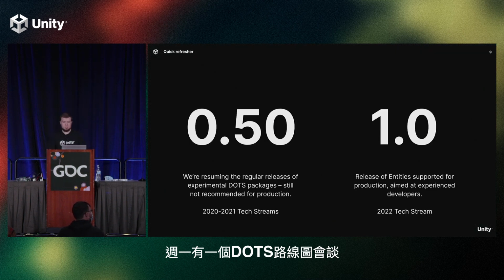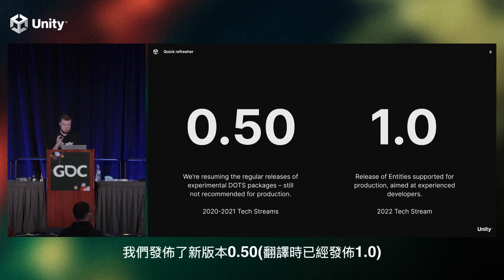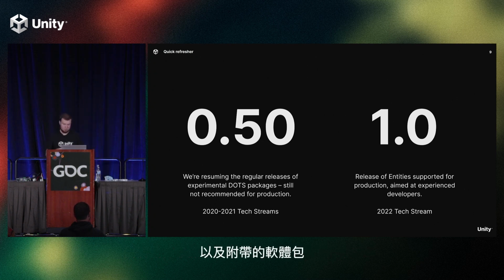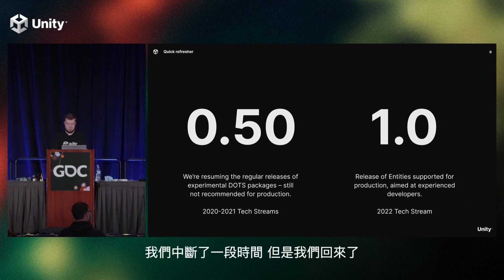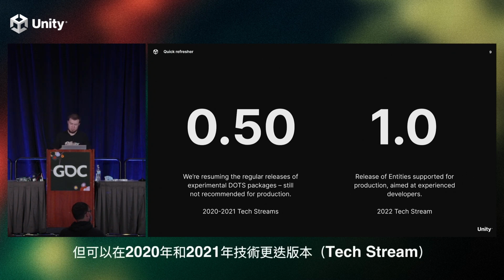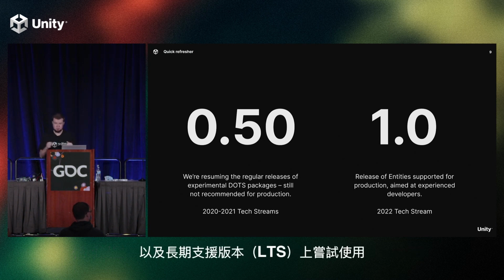Okay, there was a DOTS roadmap talk on Monday, which went over these releases in more detail, but if you missed that, essentially, last week we released a new version of entities, 0.50, and accompanying packages. With this release, we are resuming regular releases of experimental DOTS packages. We took a little bit of a break, but we're back. These are still not recommended for production use, and they will be working on the 2020 and 2021 tech streams, so the LTSs.